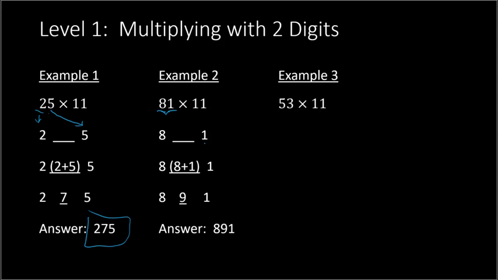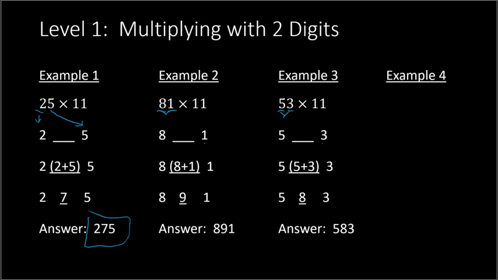Here's a third example. Here we have 53 times 11. Again, we take the 5, that will be the first digit of your answer, and the 3 will be the last digit of your answer. And the middle digit we find by adding the 5 and the 3 together. 5 plus 3 is 8, so the solution is 583.